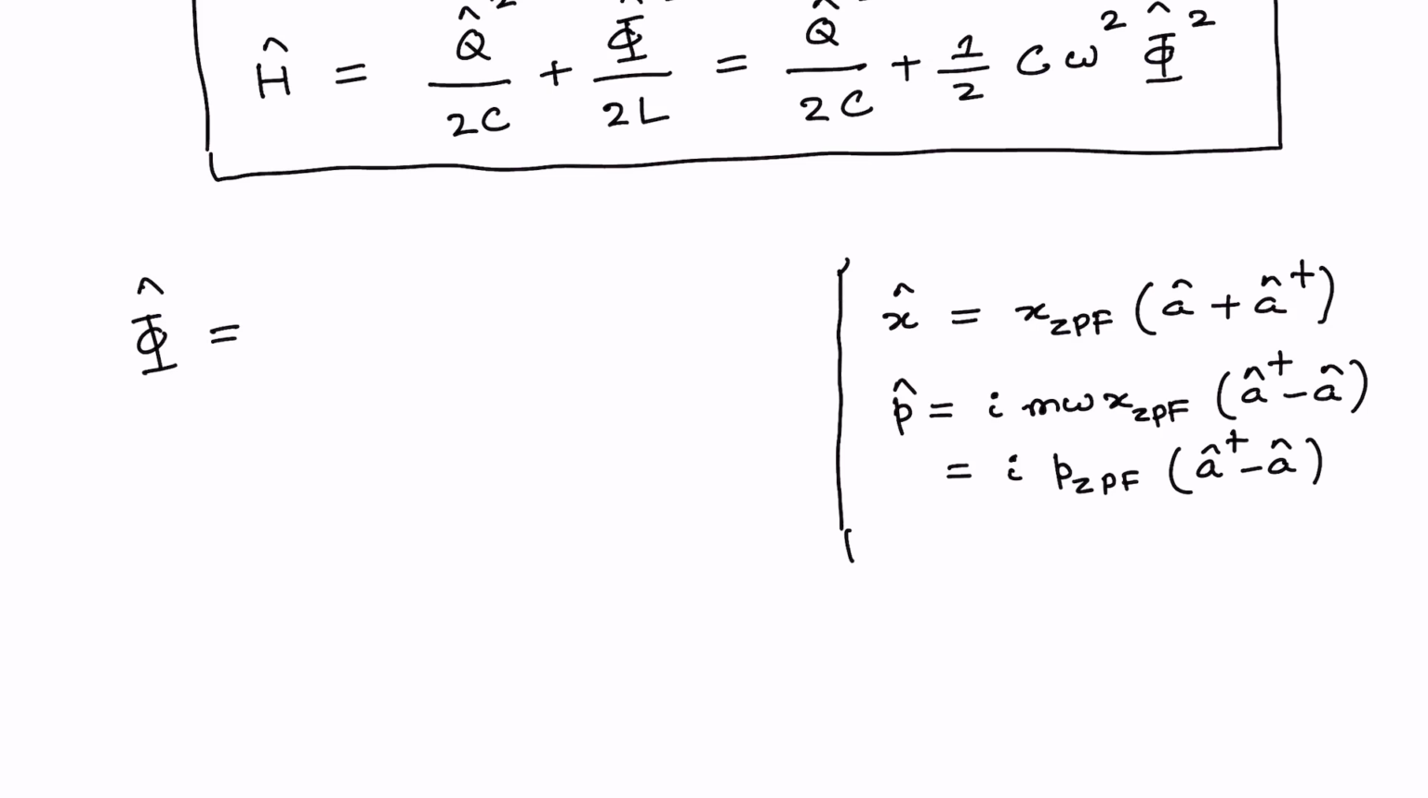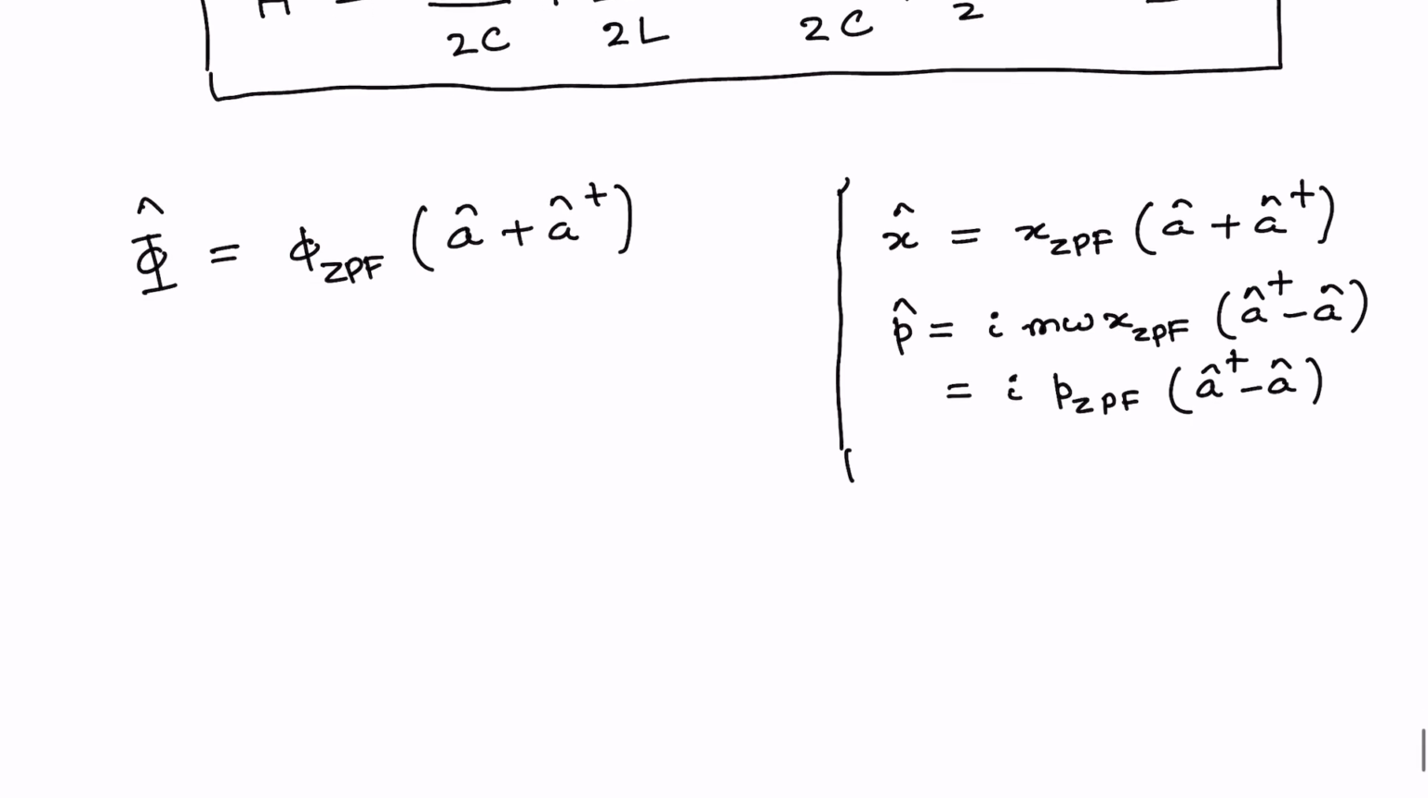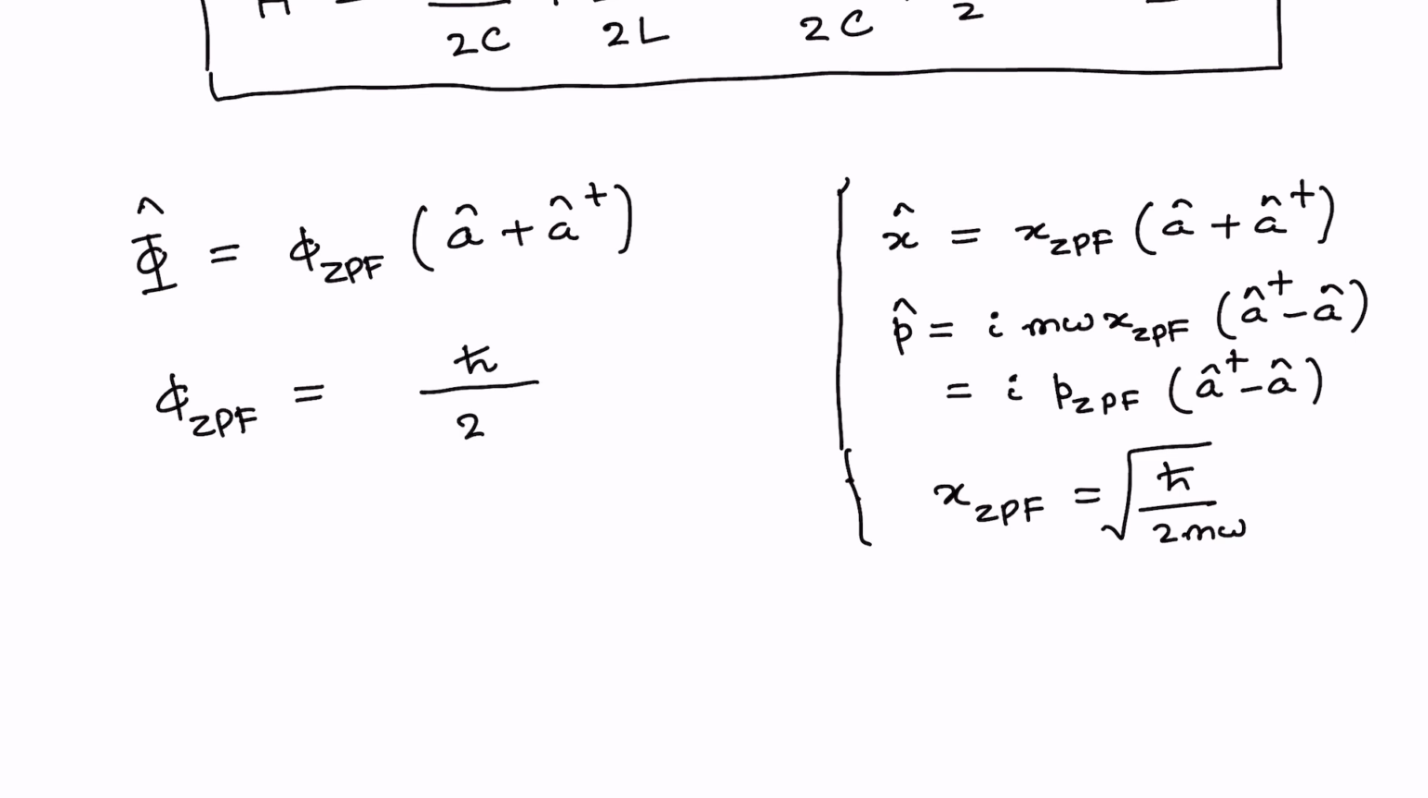I can define phi is equal to phi ZPF, that is the zero-point fluctuation in the magnetic flux, times A plus A dagger. And by the way, phi ZPF is equal to, just like here X ZPF, the zero-point fluctuation for the linear harmonic oscillator is square root of h cross divided by twice m omega. In a similar way, here phi ZPF, the zero-point fluctuation in the magnetic flux, is going to be given by square root of h cross divided by twice C omega.